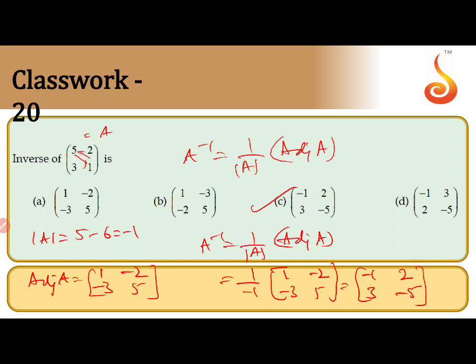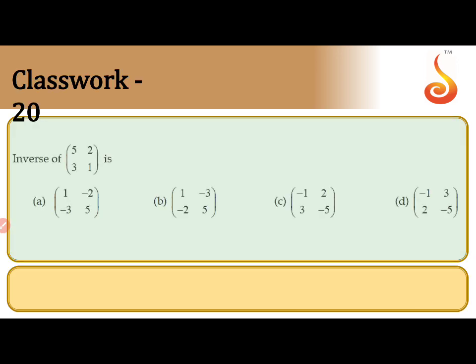So I hope it is clear now. First, what is the formula for A inverse? 1 by det A into adjoint A. Det A is 5 minus 6. Now take the adjoint of the matrix: these two interchange, and the other two take opposite signs. So that is minus 2 and minus 3. Write the answer for this one. Check the answer, correct or wrong? C is the right answer.